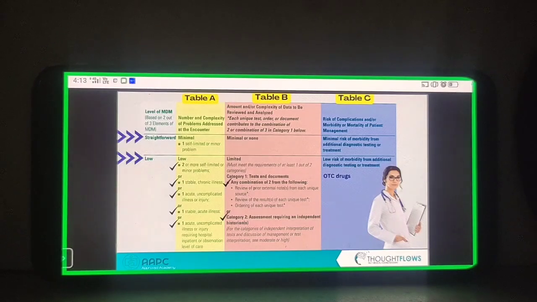Two combinations. The doctor ordering two tests is necessary, two is enough. But in my example, how many points do you get? Three, ma'am. Three, because the doctor reviews the prior external note and orders two tests, and each test gets one point. So totally three points. We need two points only, but our example satisfied three points.